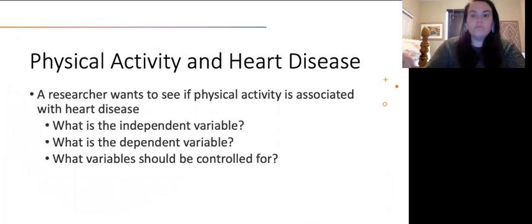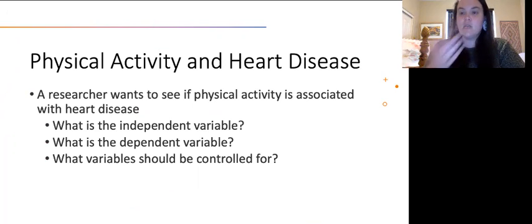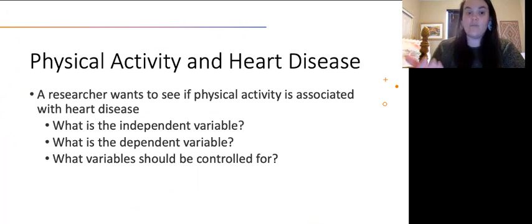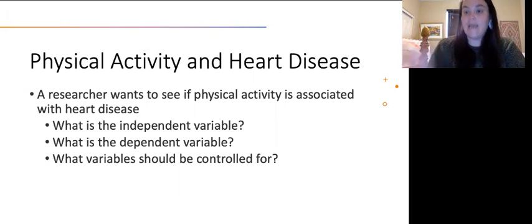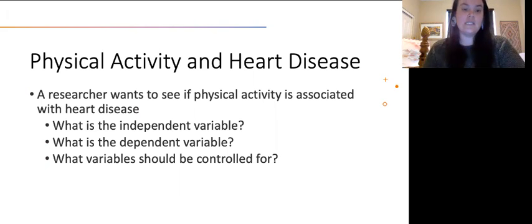Say you, a researcher, want to see if physical activity is associated with heart disease. We might hypothesize that higher levels of physical activity are associated with lower risk of heart disease. So what's your independent variable? Think about that for a minute. Is it physical activity? Is it heart disease? Is it something else? What is the dependent variable, or the outcome you're looking for? Again, is it physical activity? Is it heart disease? Or is it something else?